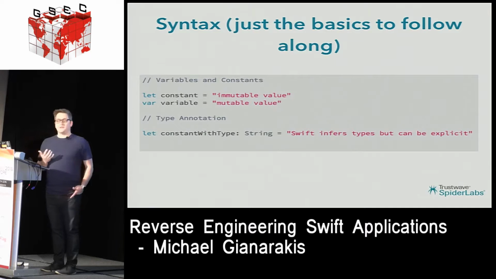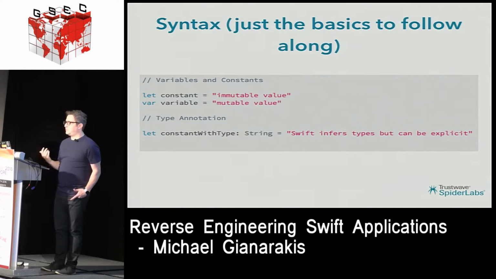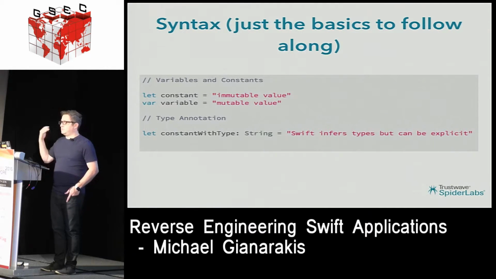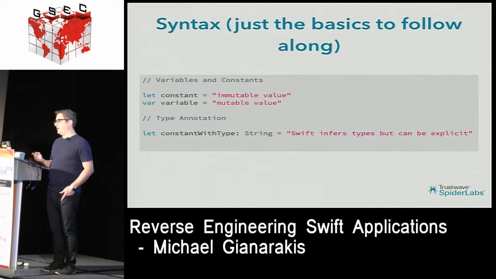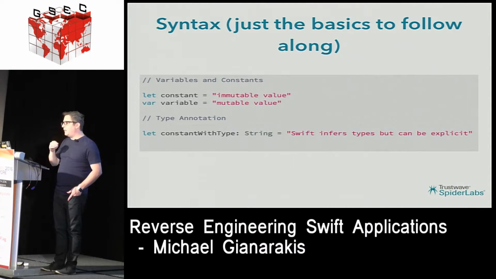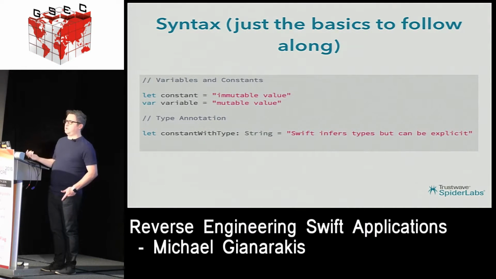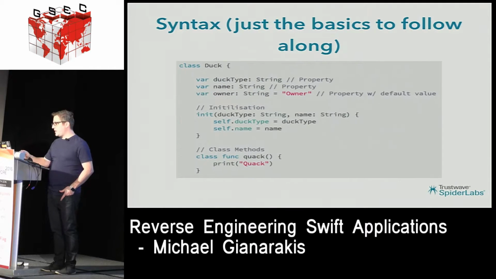So there's variables and constants, right? So let and var, pretty straightforward. Let is a constant, so an immutable value, versus a variable. And there's type annotation as well, so you can be explicit with your types. But Swift does infer type.